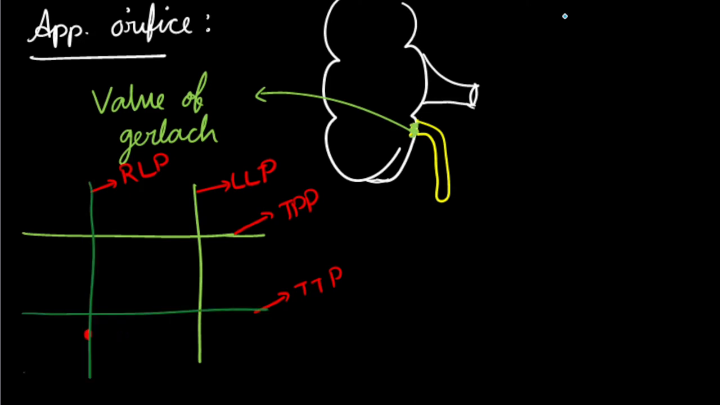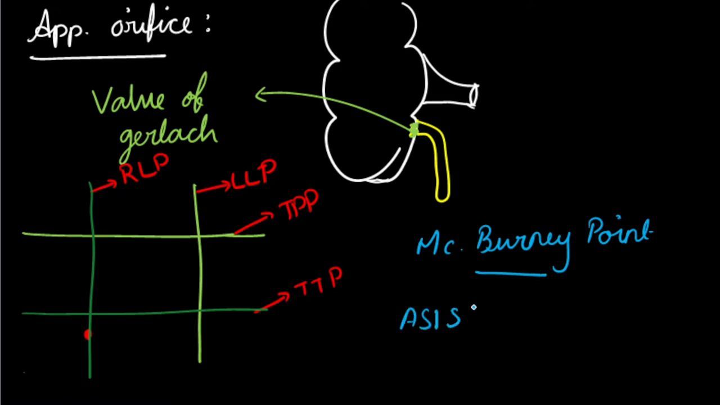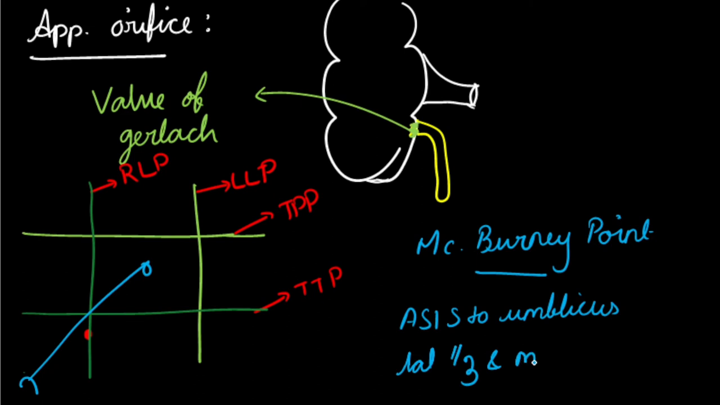So other than this, we should know one important thing, that is McBurney's point. This is the point where we get the maximum amount of tenderness in case of appendicitis. So let me tell you. It extends from the anterior superior iliac spine to the umbilicus. Here is the line joining the anterior superior iliac spine and umbilicus, and this line is divided into lateral one-third and medial two-thirds. If we divide the line accordingly, we get one particular point. That point is called McBurney's point, where we get maximum tenderness in case of appendicitis.